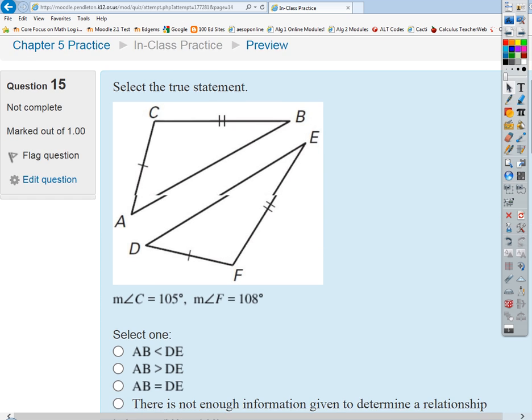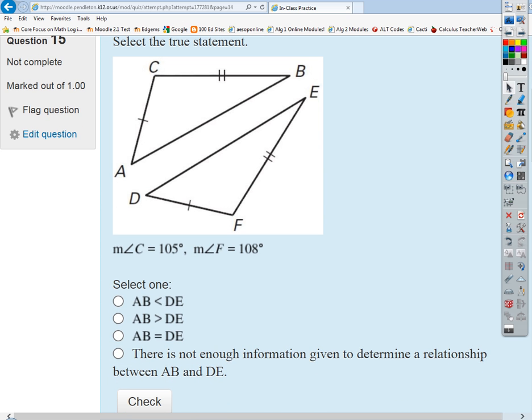Okay, well, this one is a hinge theorem problem, isn't it? Because now I've got the blue sides are congruent, and the red sides are congruent. Oops. The red sides are congruent. And they tell us that the measure of angle C is 105, and the measure of angle F is 108.